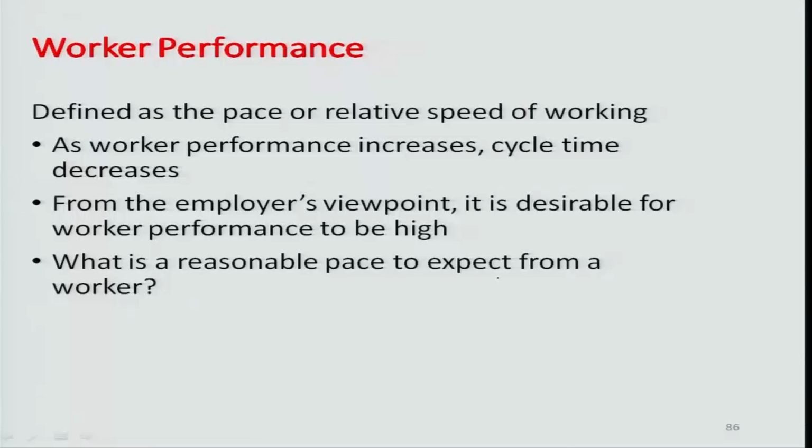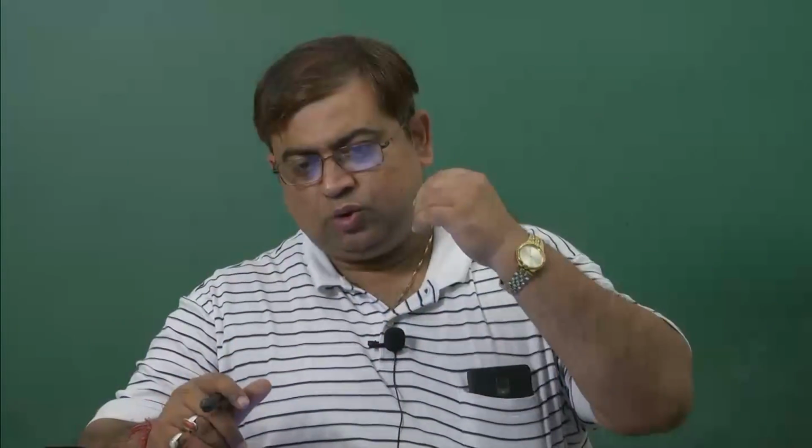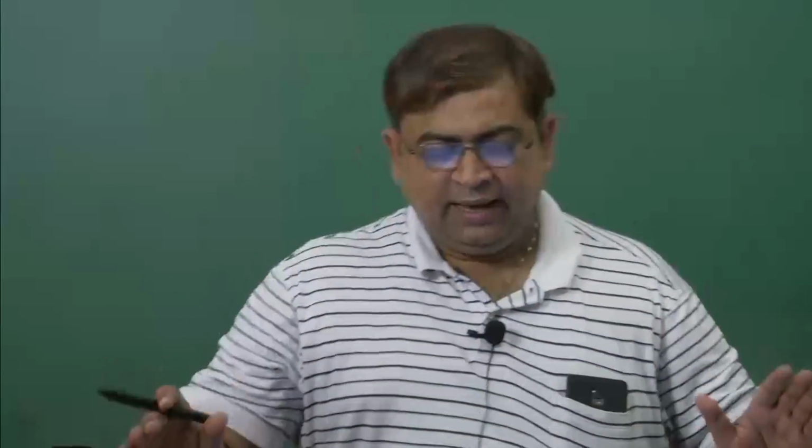Let us talk about worker performance in a little more detail. So, defined as pace or relative working speed, we could say that if the performance increases, then the cycle time would automatically decrease, because now the worker would be idle for part of the time that he has been given, because he is delivering faster. This would give us a slack to load more work units, or let us say more tasks or activities, on that particular individual, so that idle time can be eliminated.